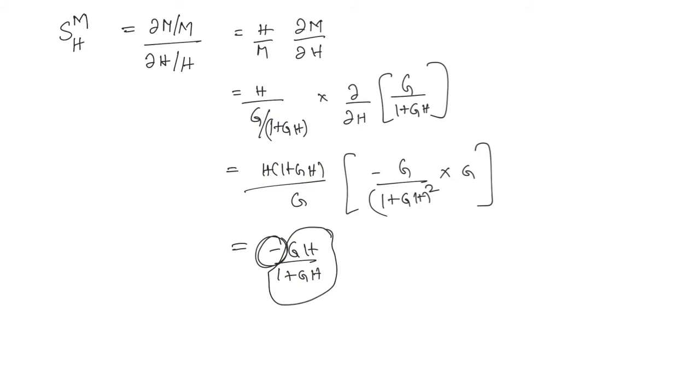One thing that you can notice here: the sensitivity of the transfer function with respect to H is greater than the sensitivity of the transfer function with respect to G. We saw that this was GH by 1 plus GH. This is only the magnitude. This is greater than 1 by 1 plus GH, which was the sensitivity that we got for the forward path transfer function. So this is one important point.